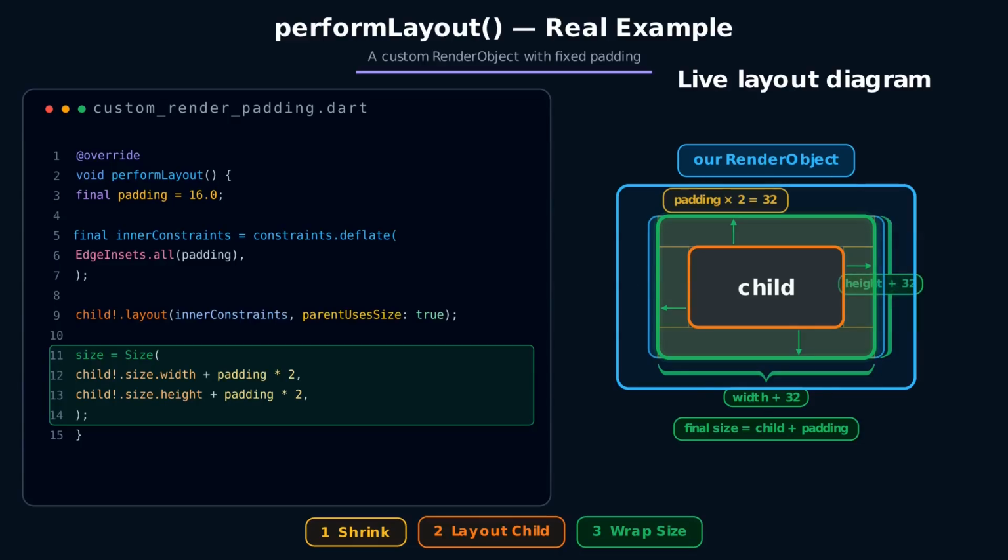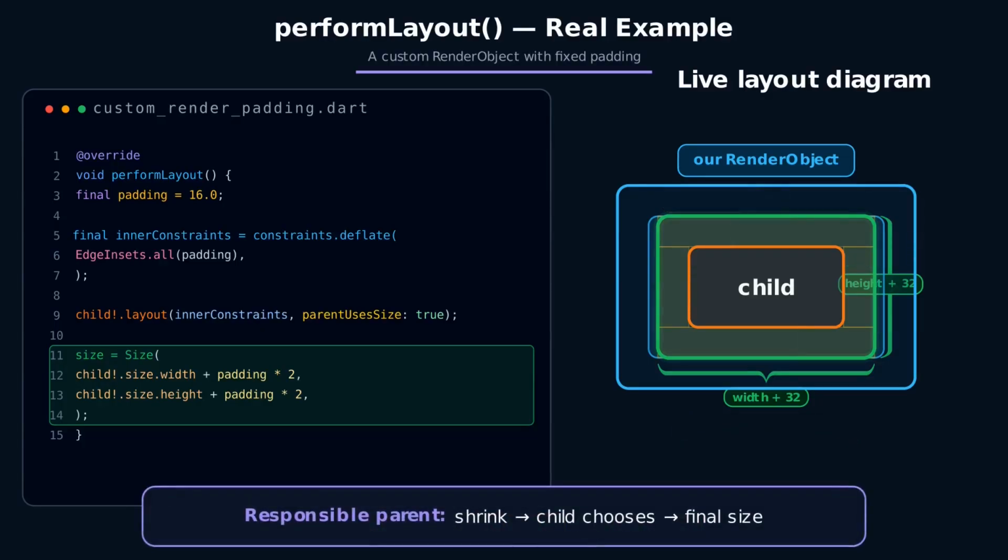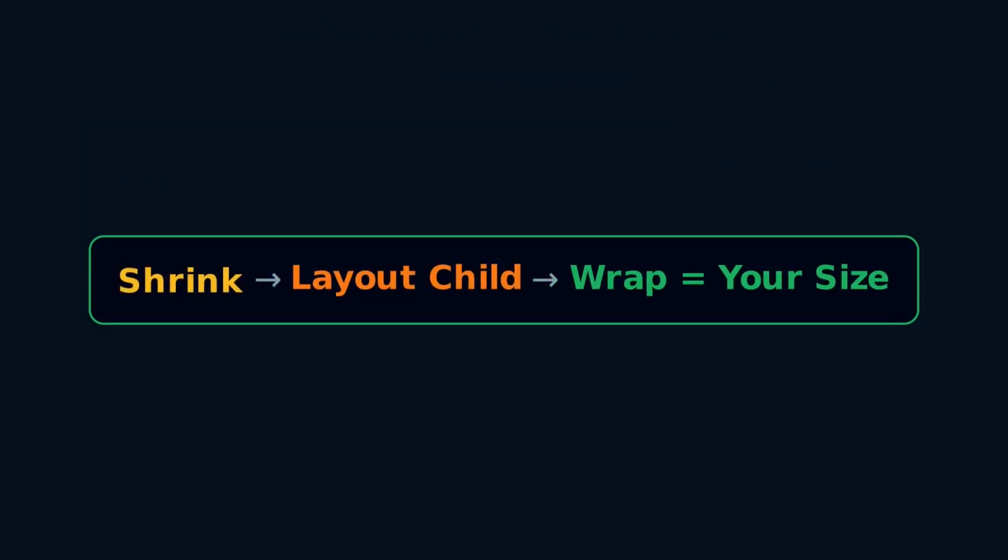See what's happening here? You're being the responsible parent. You shrink the available space by your padding, let the child decide how big it wants to be inside that space, and then declare your own final size based on that. This is the layout dance that every container-like widget performs.